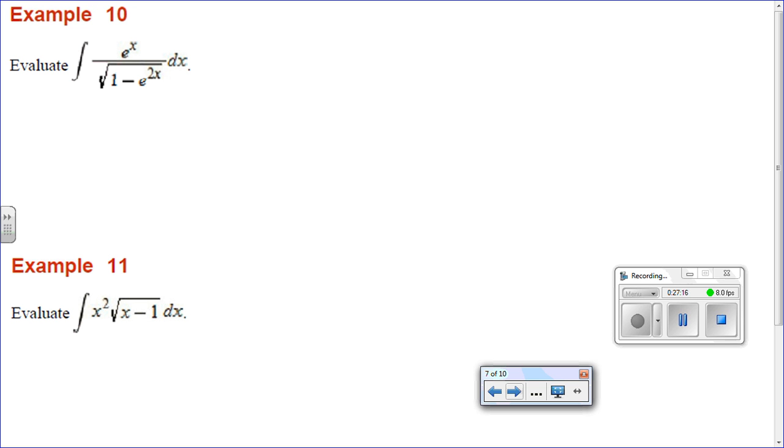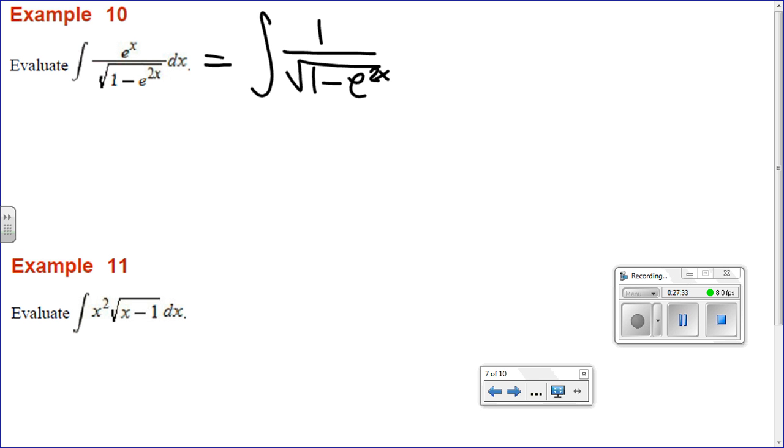So before we start deciding what u will be, I'm just going to write it a little different, and see if you start recognizing some of the integration formulas. Square root of 1 minus e to the power 2x times e to the power x dx. Are you guys okay with that rearrangement? All I did was to move this one, and then I put a 1 over the fraction.